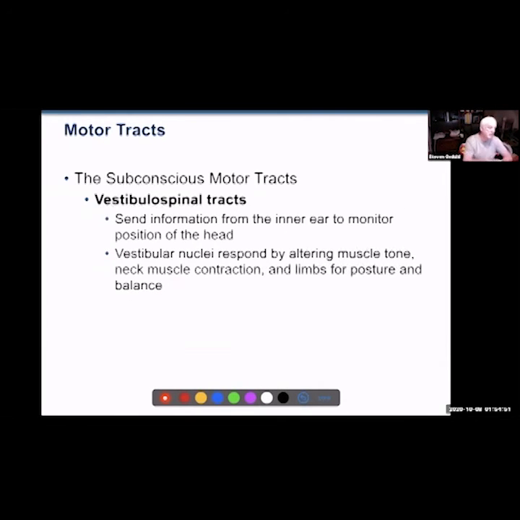The vestibulospinal tract sends information from the inner ear to monitor the position of the head. The inner ear, as we'll find out in chapter 18, I believe, is for balance of the body. It balances the head, lets you know the position of the head, and allows you to balance it on the neck. The vestibular nuclei respond by altering tone, neck muscle contraction, and limbs for posture and for balance. That's your vestibulospinal tract.